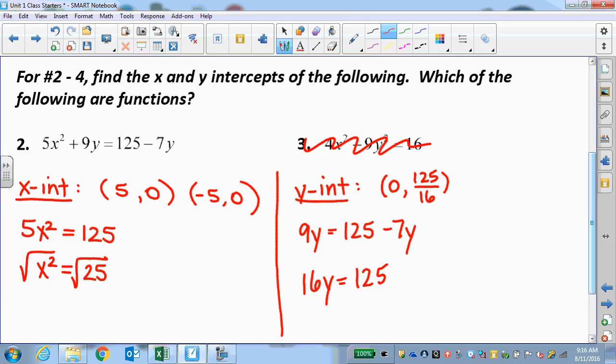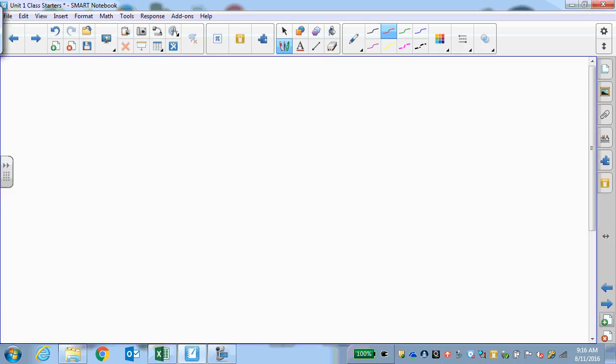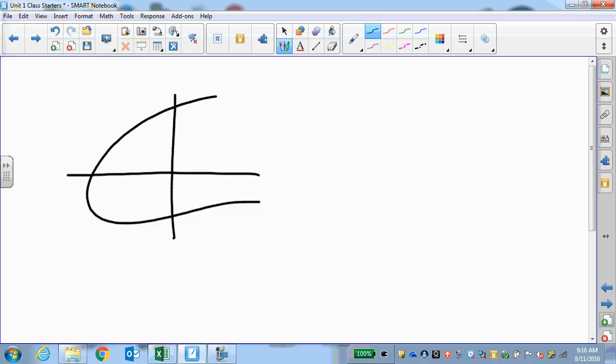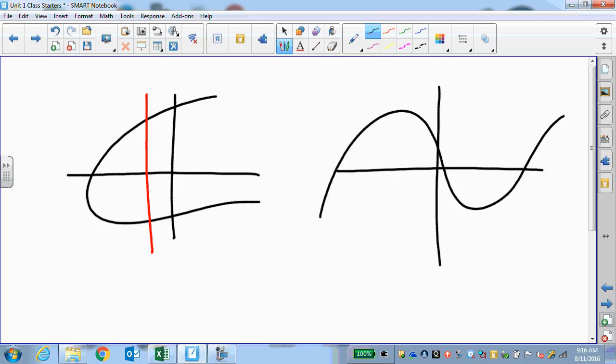Because if I were to give you a graph like this, you'd say, not a function, because I can draw a vertical line that hits that graph in two places. Not a function. But if I gave you this graph, you'd say function, because there's no vertical line. When I draw that vertical line across, or that pencil test, as you said, there's never a time when a vertical line is going to hit that graph in more than one spot.